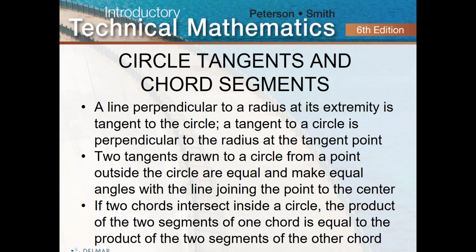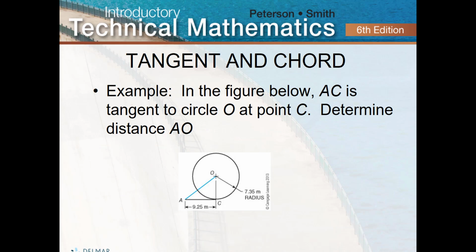A line perpendicular to a radius at its extremity is tangent to the circle. A tangent to the circle is perpendicular to the radius. That makes sense because it touches the circle at only one point, and the radius coming down will be perpendicular to it. Two tangents drawn in a circle from a point outside the circle are equal and make equal angles with the lines joining the point. If two chords intersect inside a circle, the product of two segments equals the product of the two other segments. All right, so check this out.